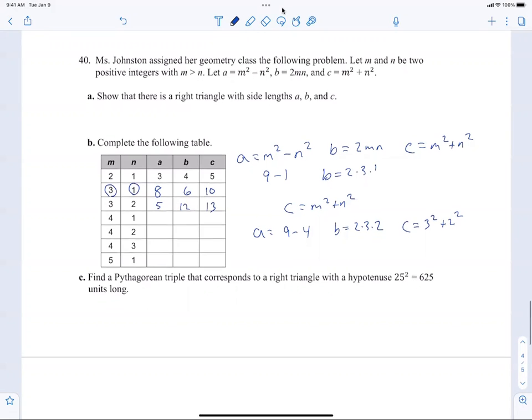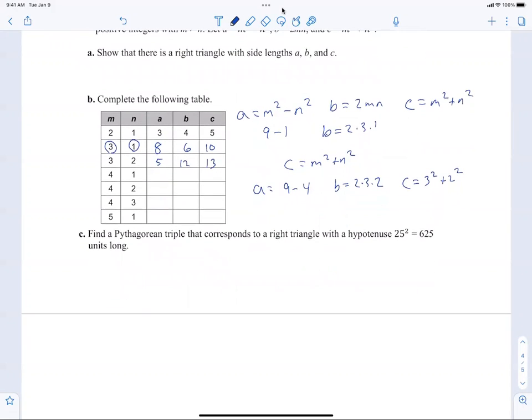All right, so let's just do the next one. A would be 16 minus 1, right? We can do this in our head now, right? Now that I see the patterns. 16 minus 1 is 15. And then 2 times 4 times 1 is 8. And then if you remember our triple, it would have been what? 8, 15, 17. Thank you. All right. Or 4 squared plus 1.